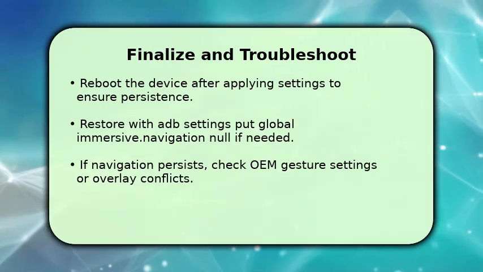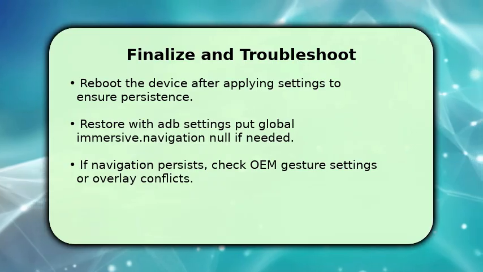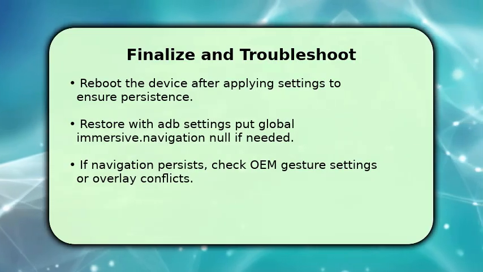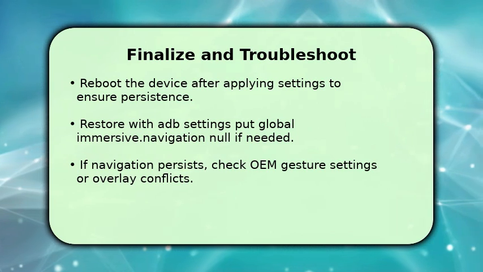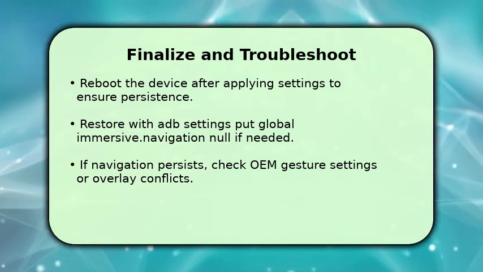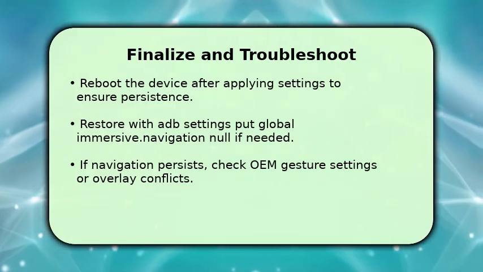Make sure to check vendor gesture settings and third-party launchers if the bar still appears, because OEM overlays or accessibility services can override ADB changes. If commands fail, recheck USB authorization and Android version compatibility before retrying so you avoid accidental lockouts.